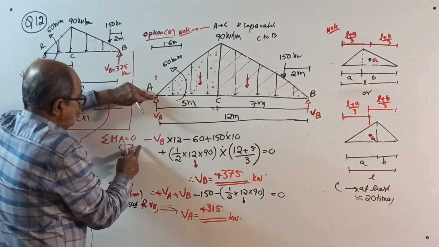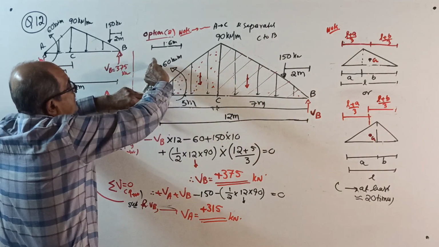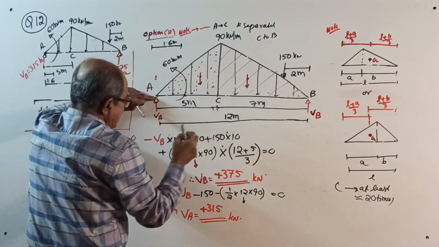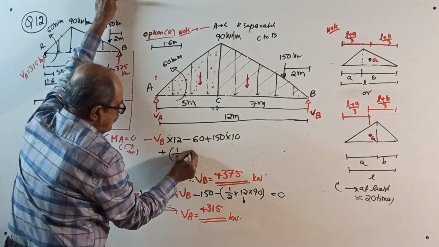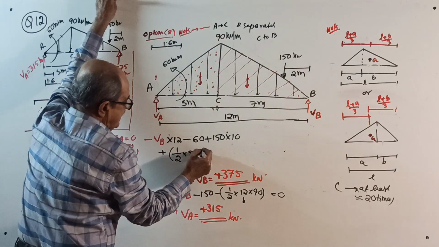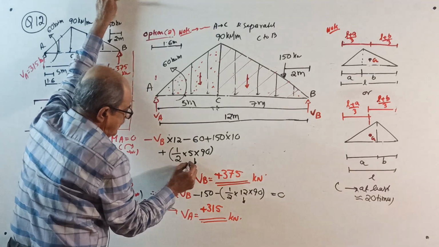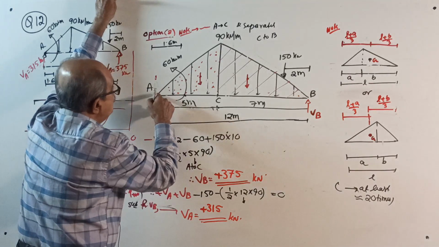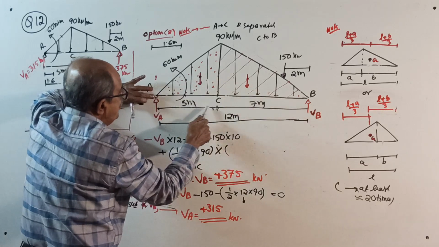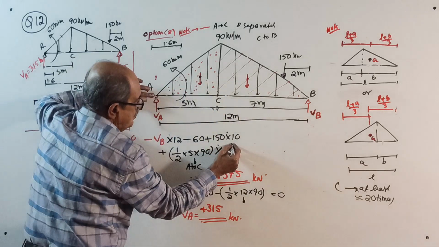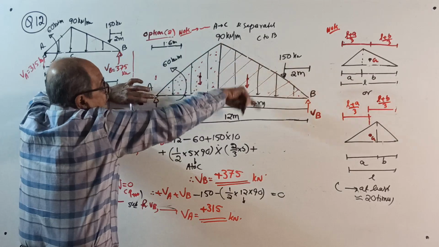Sigma M about A equals 0, clockwise positive: minus VB into 12 minus 60 plus 150 into 10, and then C half into 5 into 90 is a load right here. This is the total load from A to C. A to C total load multiplied by its centroid is here. If it is 5 meter, this is 2/3 of 5, into 2/3 of 5, plus once again this total load.